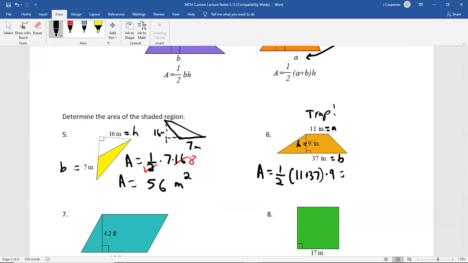Well, 11 and 37, you've got to do your PEMDAS. 11 plus 37 is 48. That's 1/2 times 48 times 9. Half of 48 is 24. 2 goes into 2 once and into 48 24 times. So that area is 24 times 9, not 24.9. And 24 times 9, that'd be 240 for 10 of them. Subtract 24, you get 216.